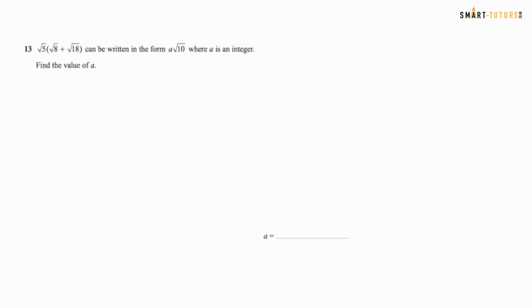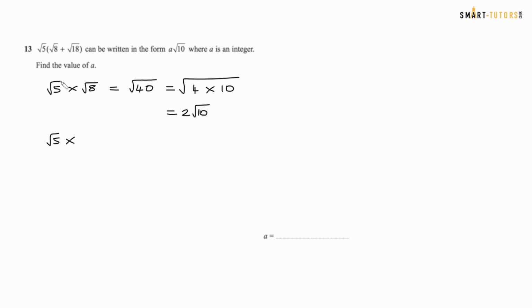Question number 13. Square root of 5 times the bracket square root of 8 plus square root of 18 can be written in the form a square root of 10, where a is an integer. Find the value of a. So first of all, I'm going to multiply square root of 5 times square root of 8, which is square root of 40, which can be written as square root of 4 times 10. Square root of 4 is 2. Square root of 10, I'm going to keep as it is.